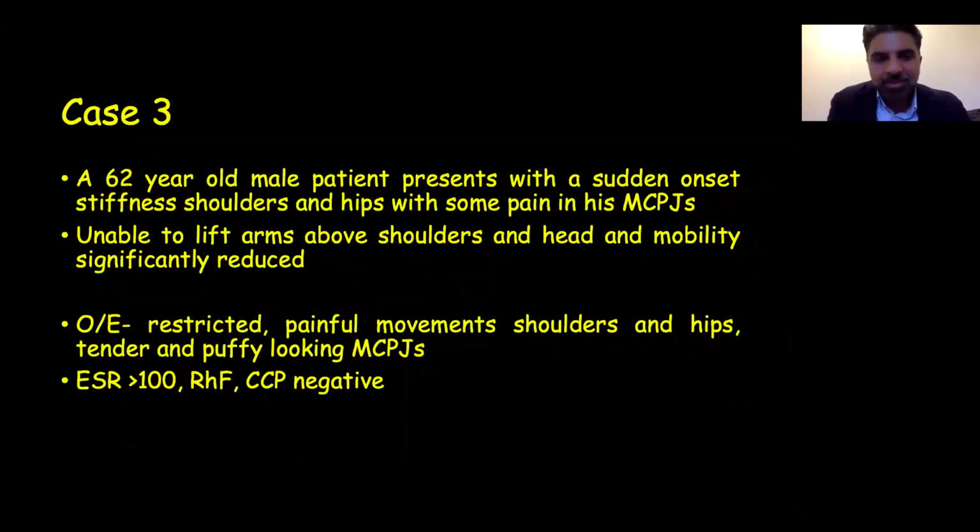This has had a significant detrimental effect on his day-to-day living. When you examine him, he's got real restriction of movements throughout, very much like a frozen shoulder. He can't really move his shoulders, but he also has the same with his hips. When you look at his hands, he's got puffiness around his knuckles, and his inflammatory markers are very, very high.